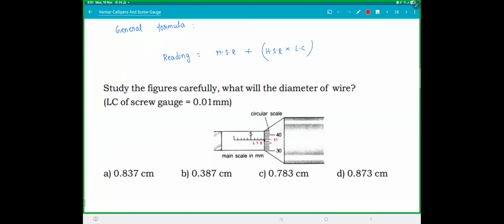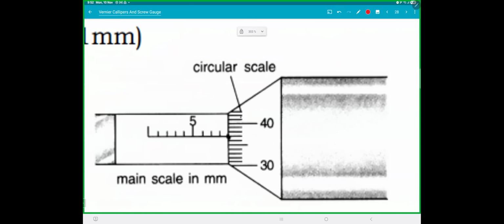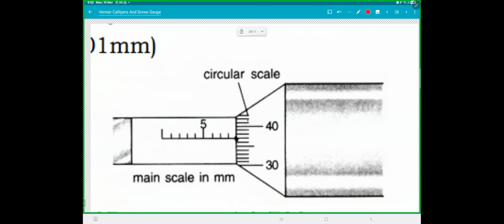Get me the answer for this. So this is a general formula. Main scale reading plus head scale reading into least count. This picture actually is like this. So I'll magnify it. You can see and guess which division is matching. Least count is 0.01 mm.